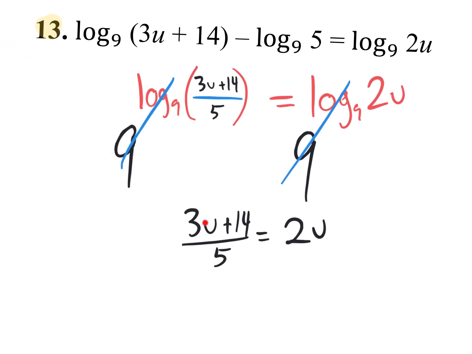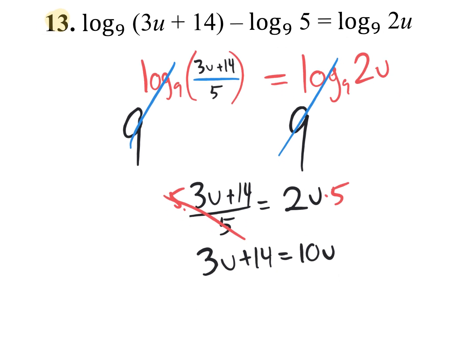The problem is u is on both sides, and you have u inside the numerator of a fraction. We don't want that. So let's get rid of that fraction first by multiplying by 5. It cancels out. What you do to one side, do to the other. You're going to end up with 3u + 14 = 10u.